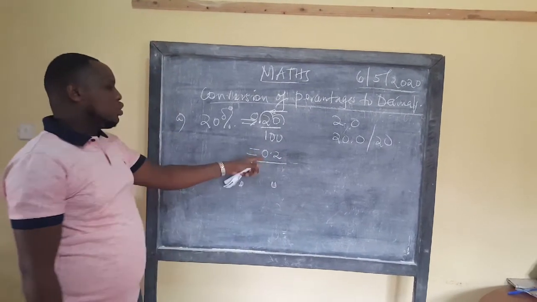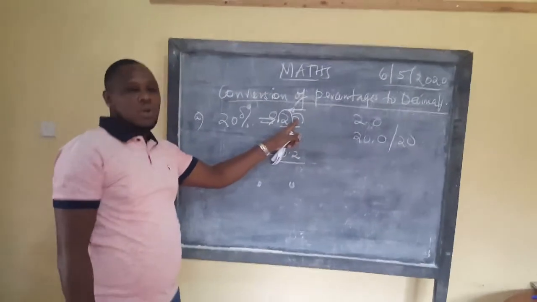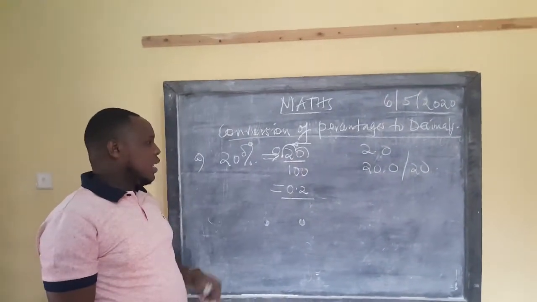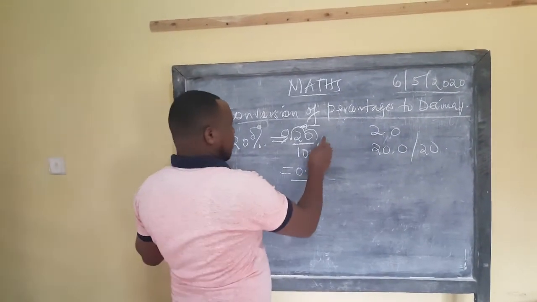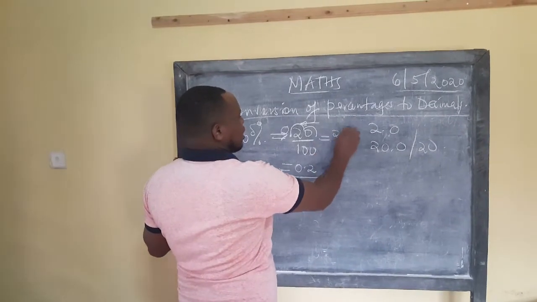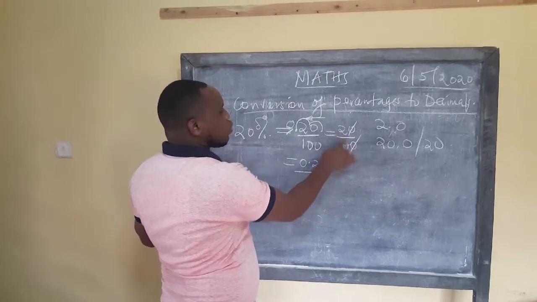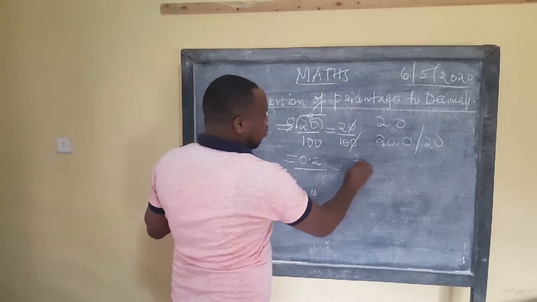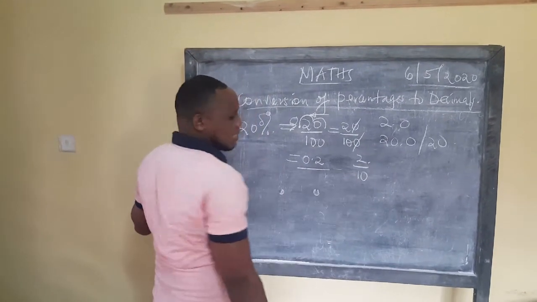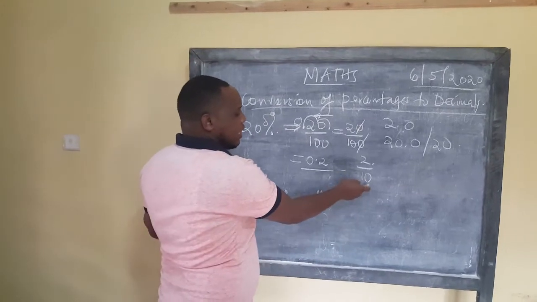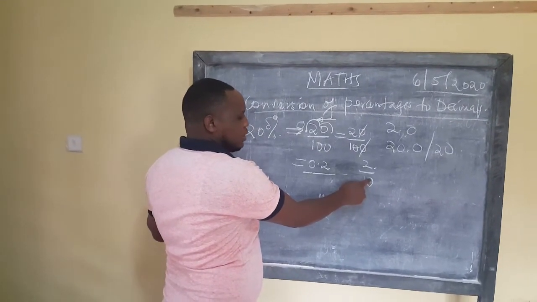Simply becomes 0.2. We don't need to write this 0. This 0 is not important. This also can be written as, if you want to cancel first, you get 20 out of 100. Simplify this and this, you remain with 2 out of 10. Meaning that if it's 2 out of 10, the decimal point is there. So it will move the number of times that we have the zeros that we have here.